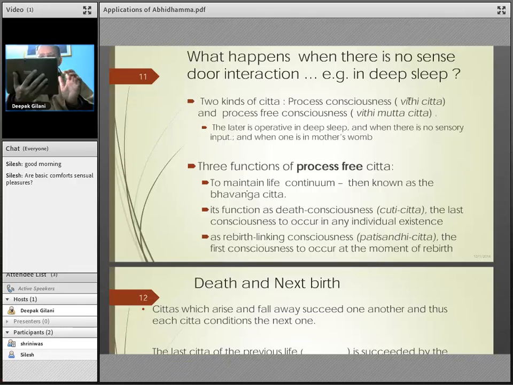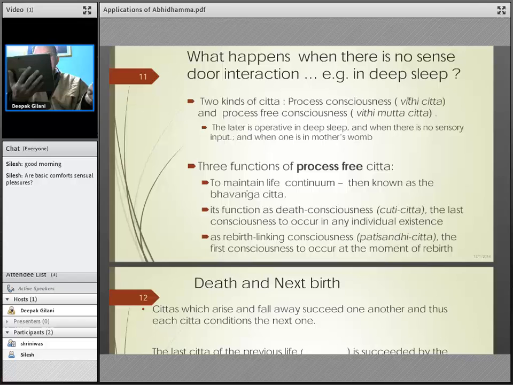The chittas which arise follow one another in succession in the same way. So the last chitta of the previous life is succeeded by the first chitta of the next life. That sequence is maintained. But the last chitta of the previous life, being a bhavanga chitta, doesn't have the potency to create a new chitta. The karmic effect is of the previous chitta.